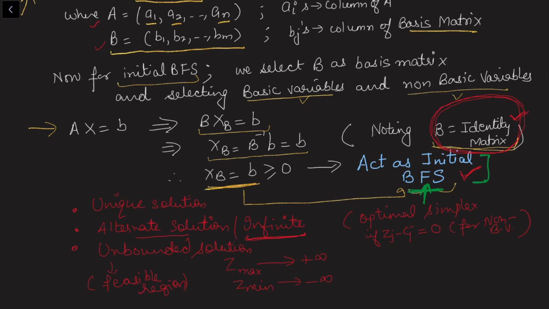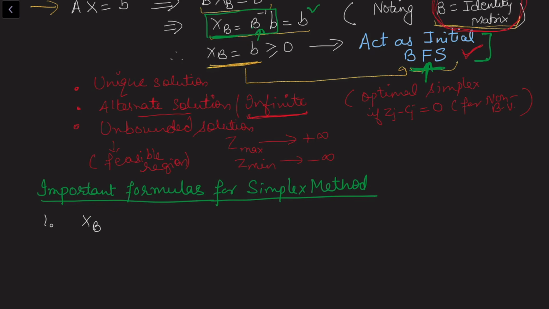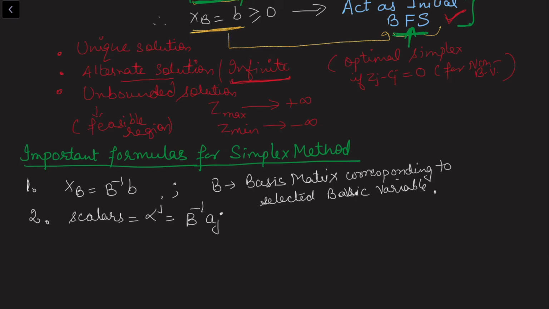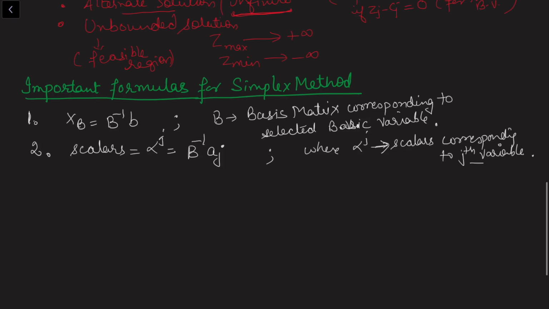And now let us look at the formulas that we are applying for the simplex method. First formula is, as I've just discussed, xb is always B inverse multiplied by b, where B is the basis matrix corresponding to selected basic variables. So xb is always equal to B inverse multiplied by the right hand side. And the second is the scalars, which we denote by alpha j. This is equal to B inverse Aj, where alpha j is the scalar corresponding to the jth variable. And in the third case, the z value is always Cb into xb.